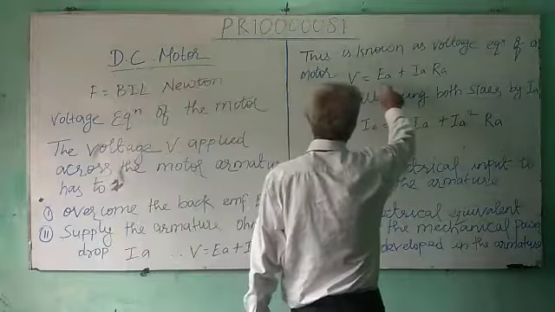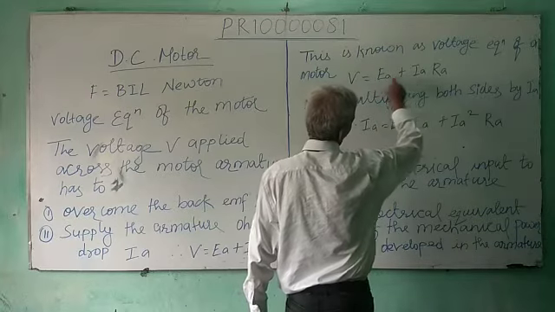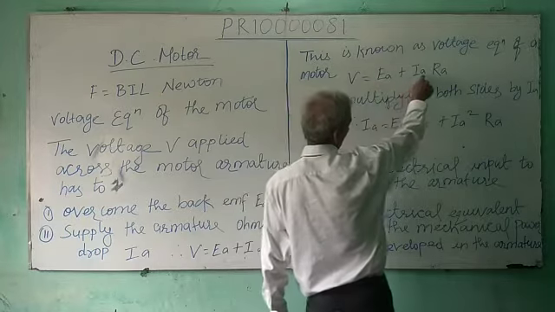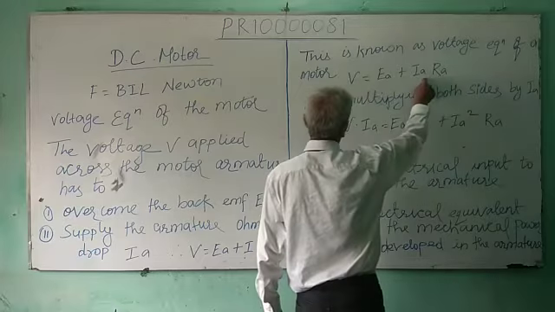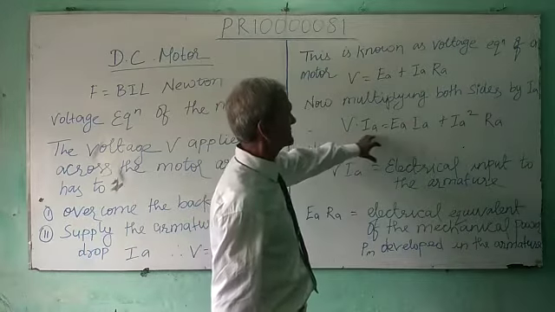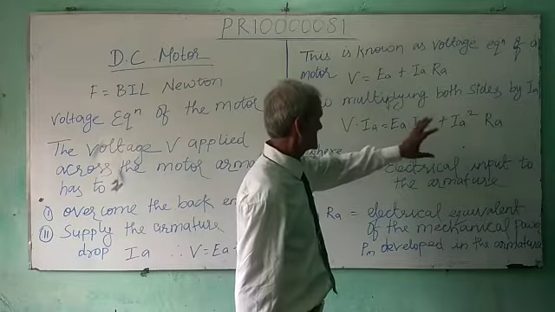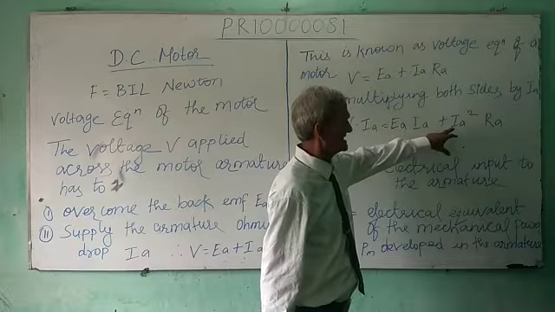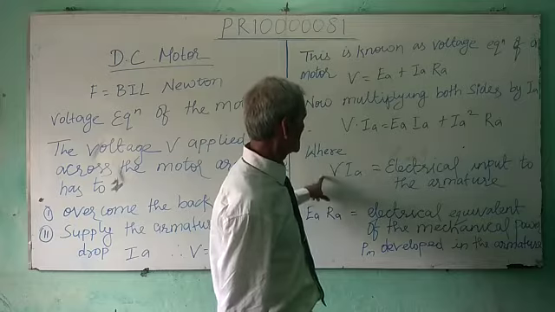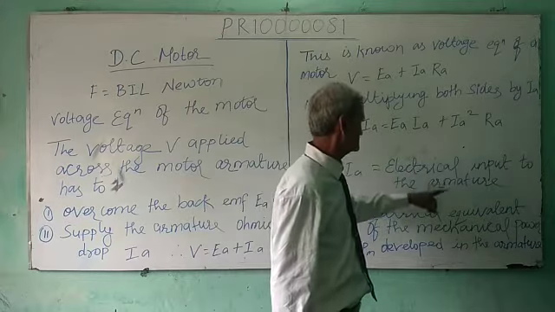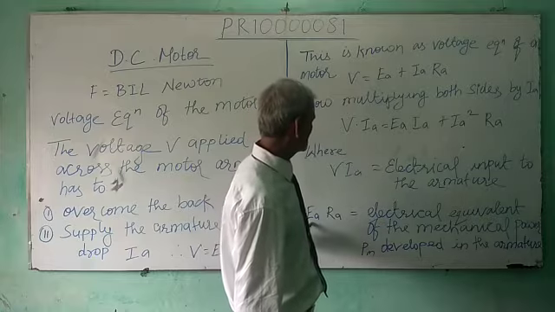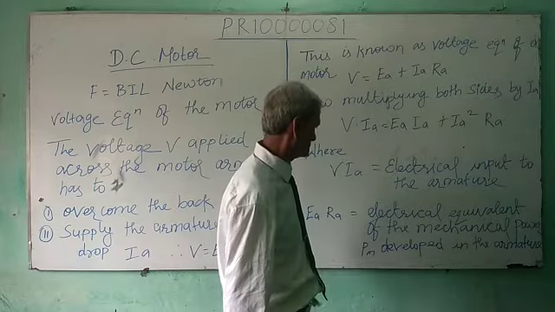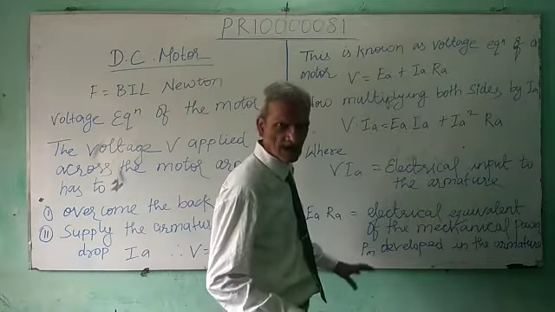That is V = EA + IA RA, where EA is the armature voltage, IA is the armature current, and RA is the armature resistance. Now multiply both sides by armature current: V IA = EA IA + IA² RA, where V IA is the electrical input to the armature, and EA IA is the electrical equivalent of the mechanical power EM developed in the armature.